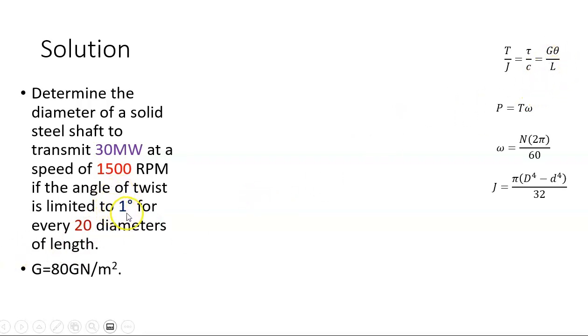So let's begin by converting the 1 degree to radians. So 360 degrees is equal to 2 pi radians. So 1 degree is 2 pi divided by 360. And when we put that into a calculator, we get 0.0175 radians. So 1 degree is 0.0175 radians.